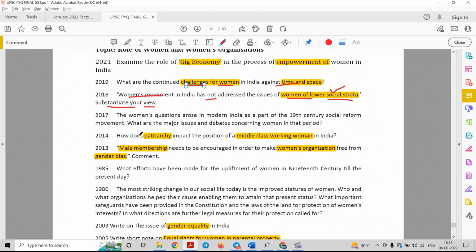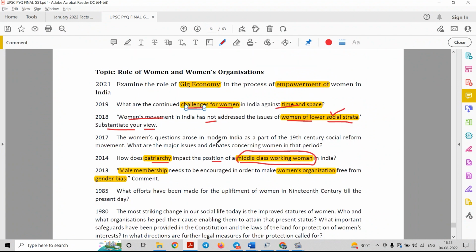Next, you can find a question in which you can utilize the fact that we discussed right now, that is, how does patriarchy impact the position of the middle class working woman? Now we know that the middle class working woman has to face a double burden. Double burden means she has to do the household work, for example cooking, child rearing or cleaning, and also she has to go to the office to earn a livelihood to support her family. So she is unpaid for the household work that she is doing.